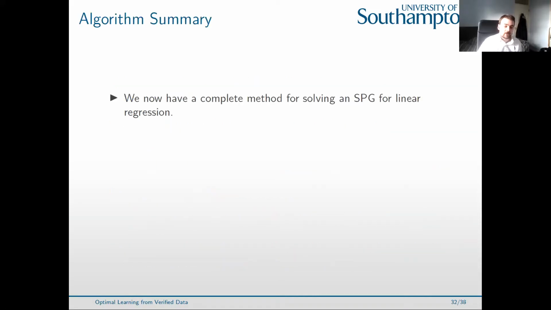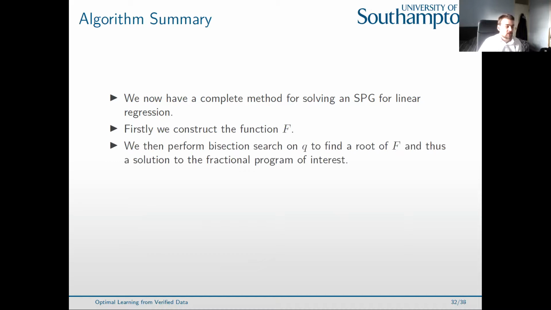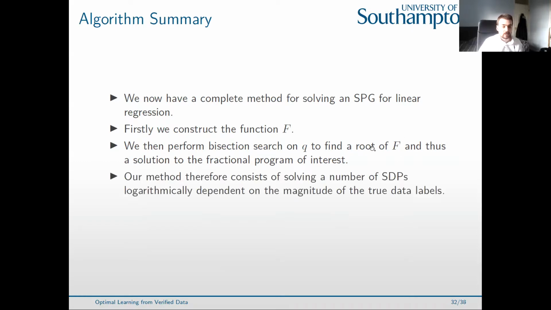So now we have a very complete method for solving our fractional program for linear regression. We construct a function f. We then just perform bisection search on Q to find a root of f. And then we have a solution to the fractional program of interest. And bear in mind here, we're using our SDP formulation to estimate f at each step of our bisection search, right?